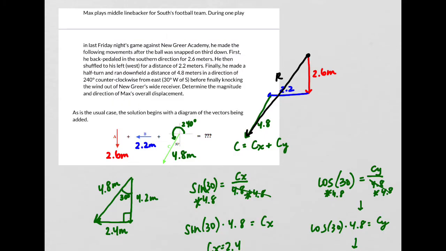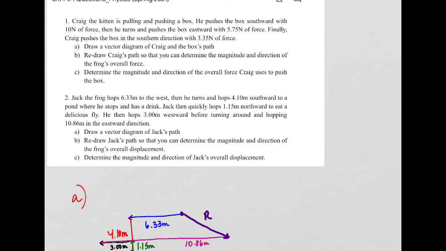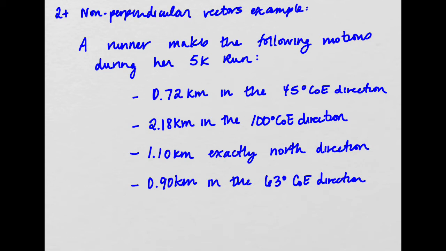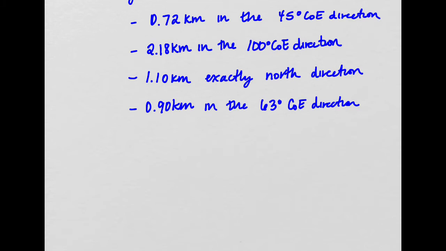So if we have more than that, let's do an example, actually do one. Okay, I just made up a new example. We have a runner and she's making the following motions during her 5K run. She's going to do 0.72 kilometers in the 45 counterclockwise of east direction, then 2.8 in the 100 counterclockwise of east direction, 1.10 exactly north, 0.9 kilometers in the 63 counterclockwise of east direction. So what we're going to do is draw this all out first, and then work our way from there.